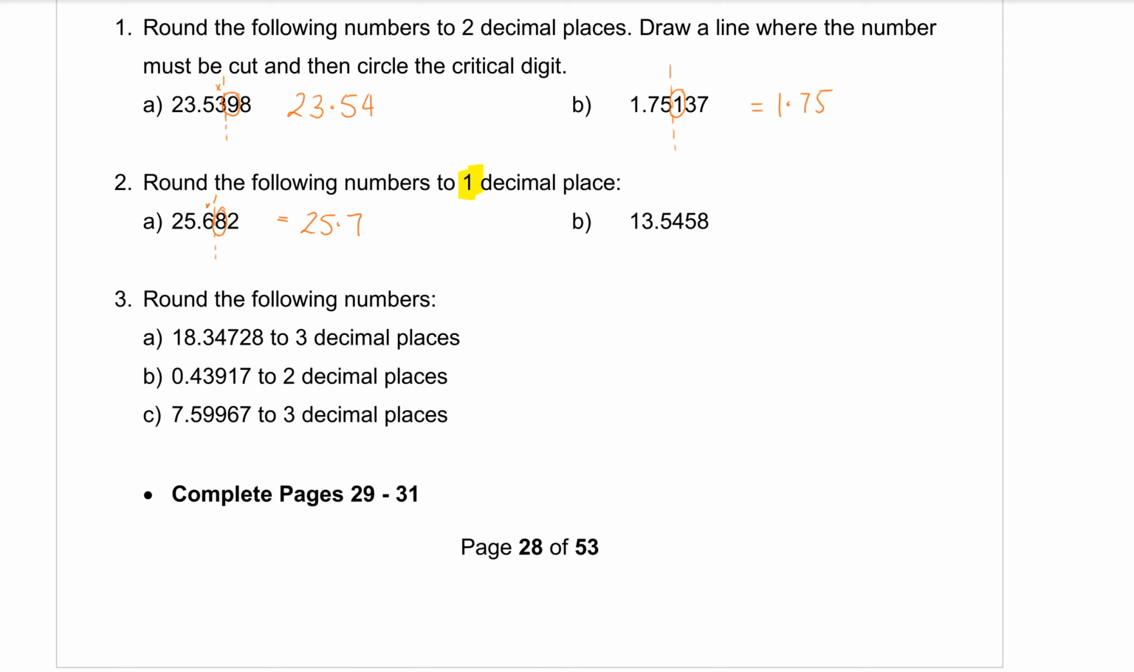And B, find the decimal point. I want one number after the decimal point, and then I want to draw my line. Circle the critical digit. It's a 4. Is that going to round up or down? Down. Good. So down's the easy one. It means chop off at that line, get rid of all the stuff after it, and keep everything in the front the same.